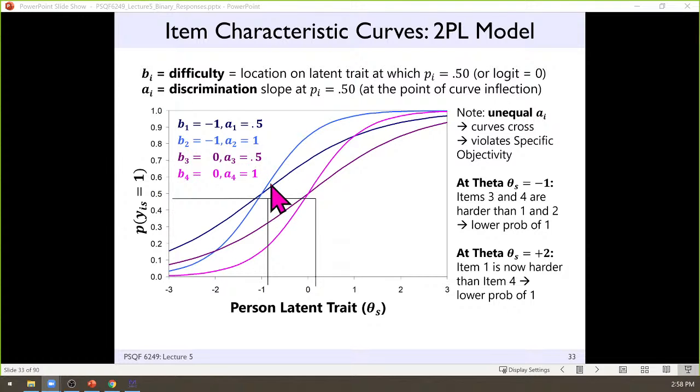So the two blue items, for instance, on this slide here, both are targeting the same level of difficulty. For both of these items, they have a difficulty value of -1, meaning somebody with a trait value of -1 has a 50-50 shot at getting them right. But between those two, the second item here has a steeper slope, meaning it's more related to the trait, meaning there's a steeper increase in the probability of getting a 1 as the trait increases.